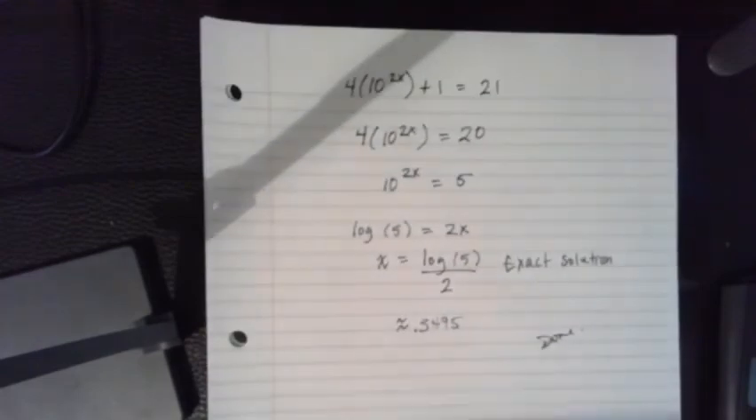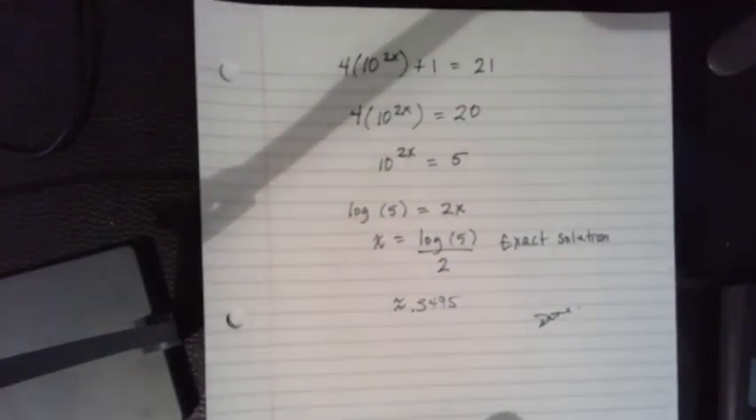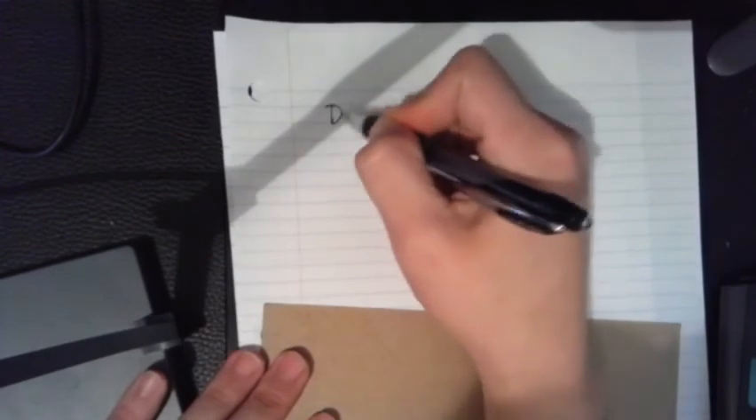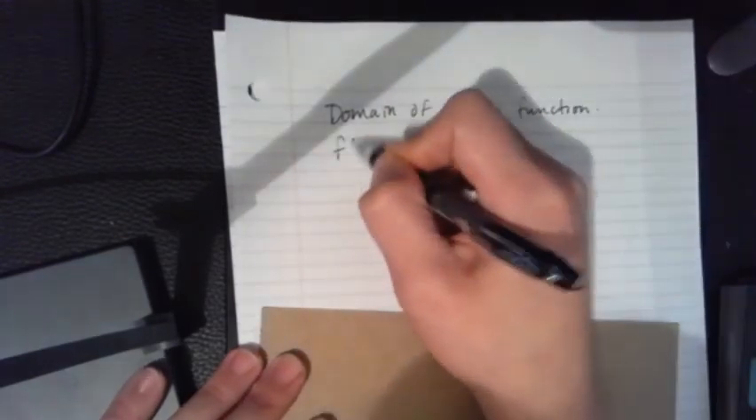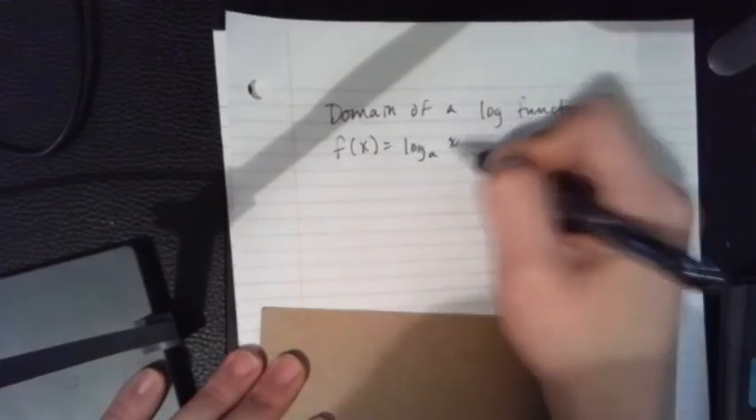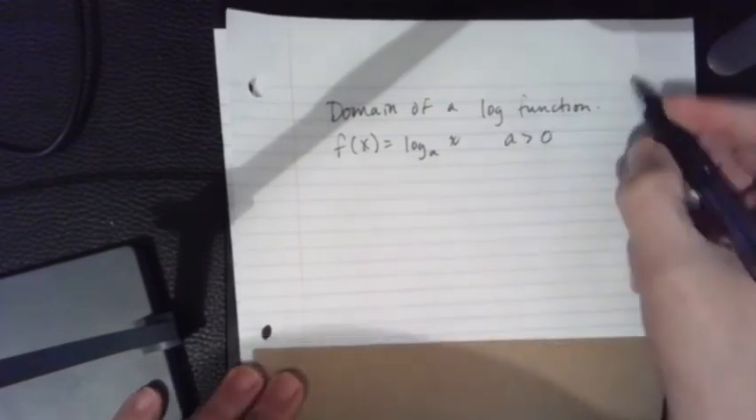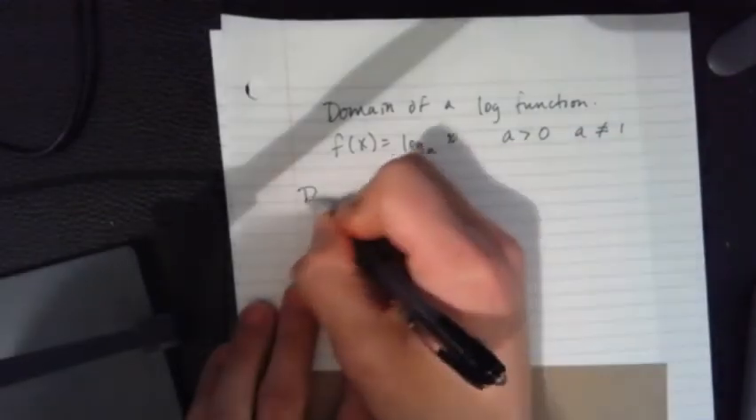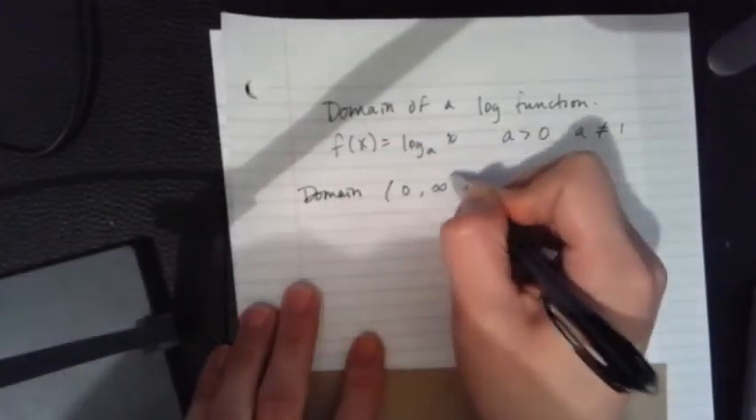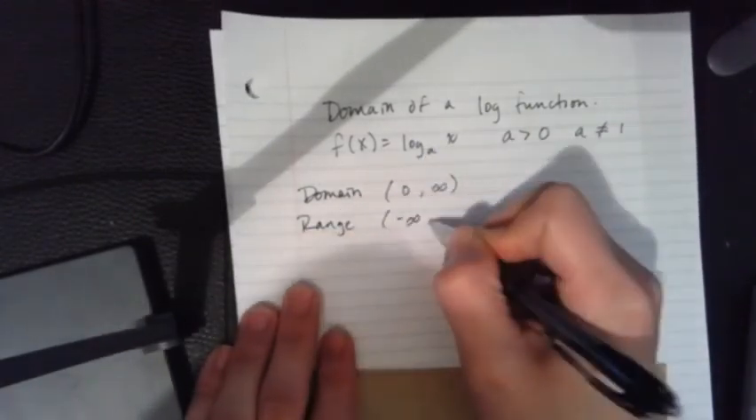Really just remember that the domain is a set of positive real numbers only, okay, from 0 to infinity. The range can be anything, negative infinity to infinity. So your domain is positive, your range can be both positive and negative, okay. Let me write this down. Domain of a log function. Okay. Remember, a has to be greater than 0 and a cannot equal 1 because then everything is just 1. Okay? So domain is from 0 to infinity. Range is negative infinity to infinity.